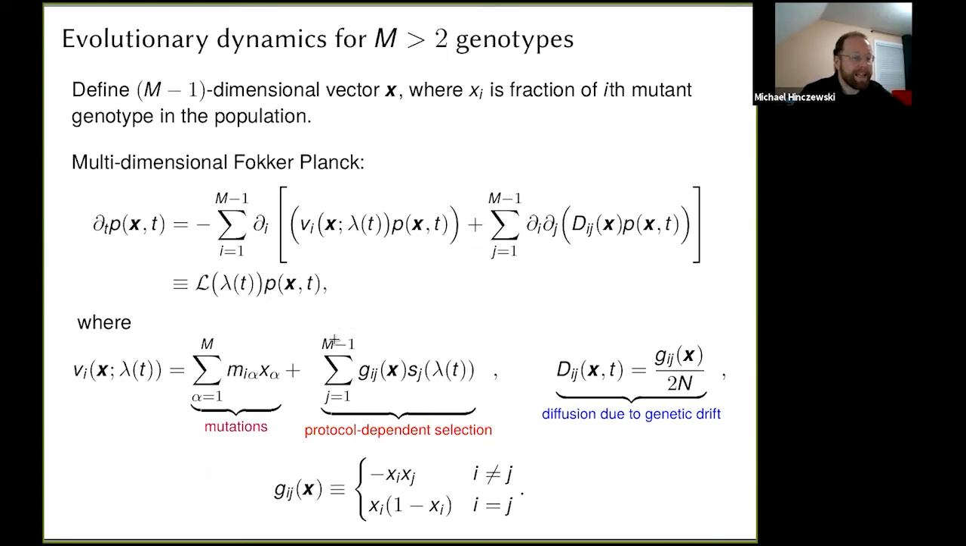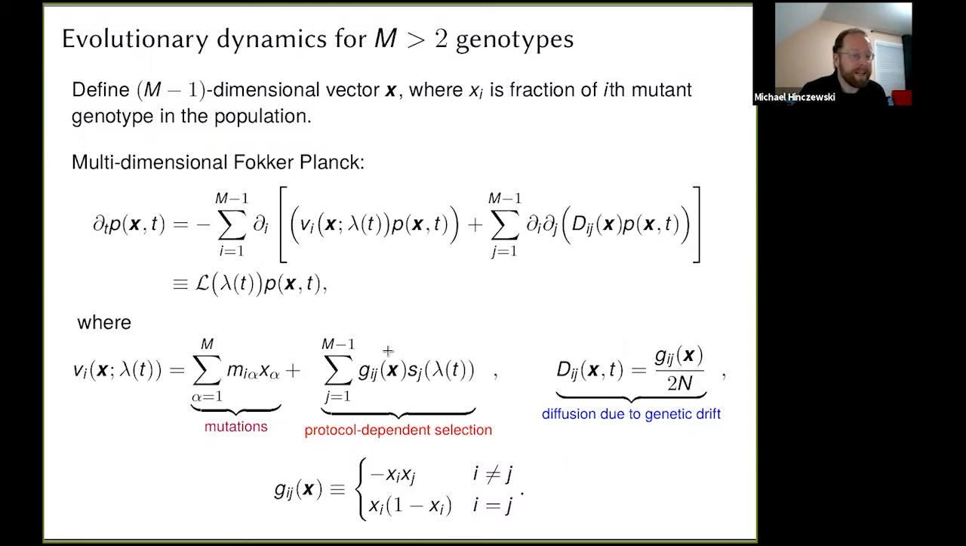And then we have a term which depends on selection. Before it was S times X times 1 minus X, but now in general it's a matrix G times the S vector. Right, now you have a vector of S's because each type has a certain selection coefficient relative to the wild type. And the diffusion coefficient is now a matrix and given by this small g matrix, which is defined here, right? So this is the generalization now to many dimensions of that one-dimensional example.